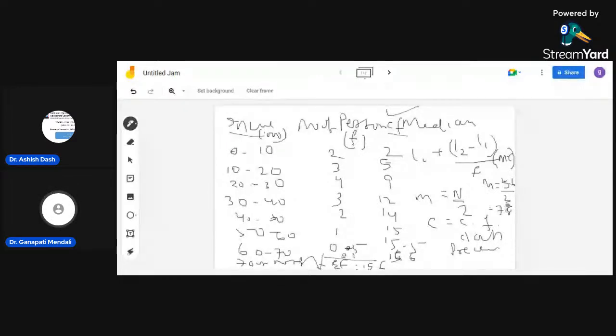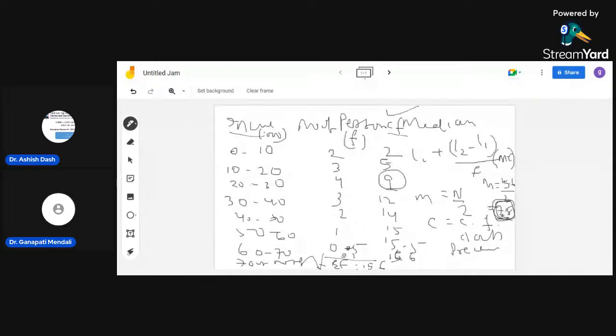The exact figure is not there: 2, 5, 9, 12. If this figure is available, that class will be the median class. If it is not available, we take the immediate higher figure from 7.8. The immediate larger figure from 7.8 is 9. 5 we cannot take because 5 is smaller than 7.8.